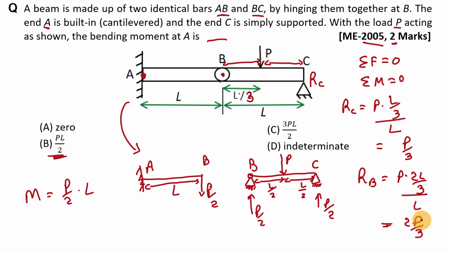And here RB is 2P by 3, means here this reaction will be 2P by 3 and here this load will be 2P by 3. And in that case, value of this bending moment will be 2P by 3 into L at this point A. So in that case, answer will be 2PL by 3. Fine.